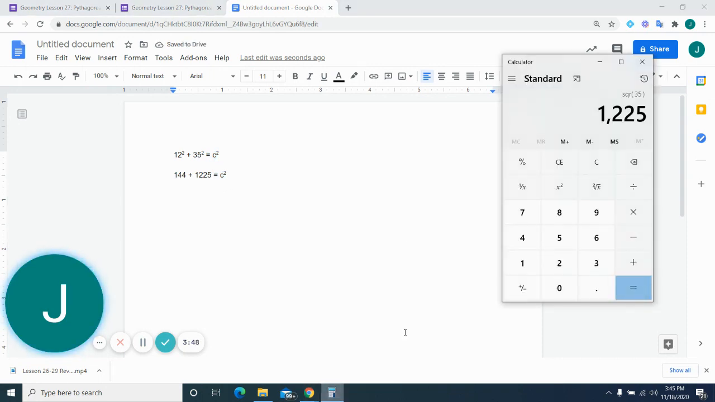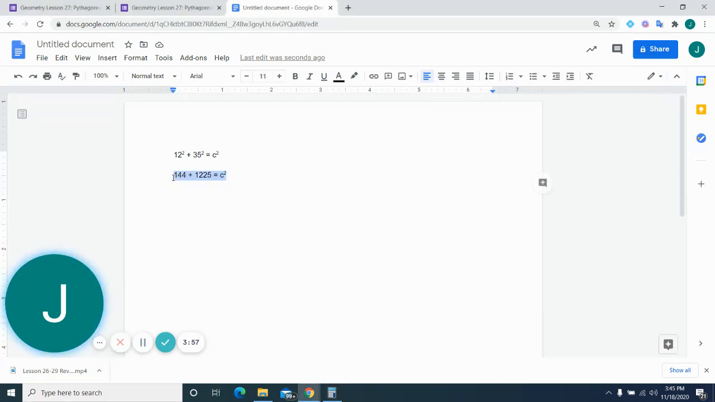So then let's add 1225 plus 144, and we get 1369 equals c squared. Okay, so now that we have this, we need to figure out what the square root of this is, because in order to get rid of c squared, you'll do the square root. So on your next line, you'll just have c. So basically what you do, you take the square root of both sides.